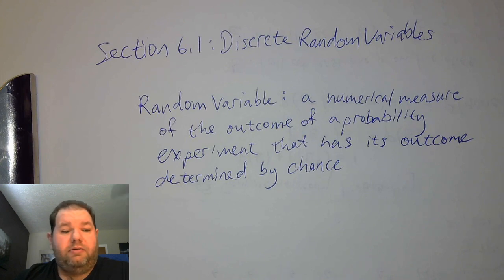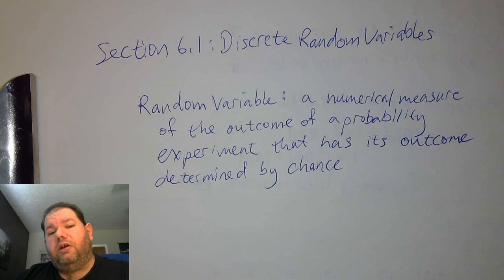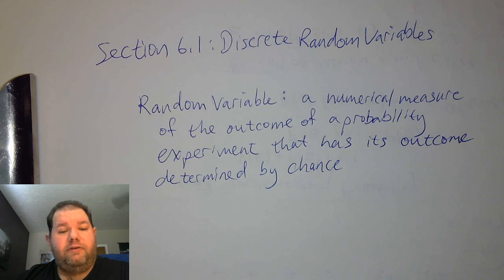It could be anything, just as long as the outcome is determined by chance, it makes it a random variable. And it could be continuous or discrete. Of course, in this section, we are focusing on discrete. We use discrete and continuous here in the same context as we did in Chapter 1, where we're talking about whether a variable is quantitative and discrete or quantitative and continuous.